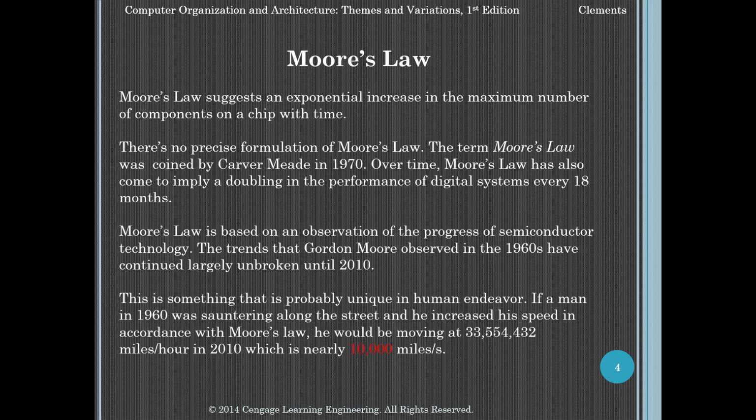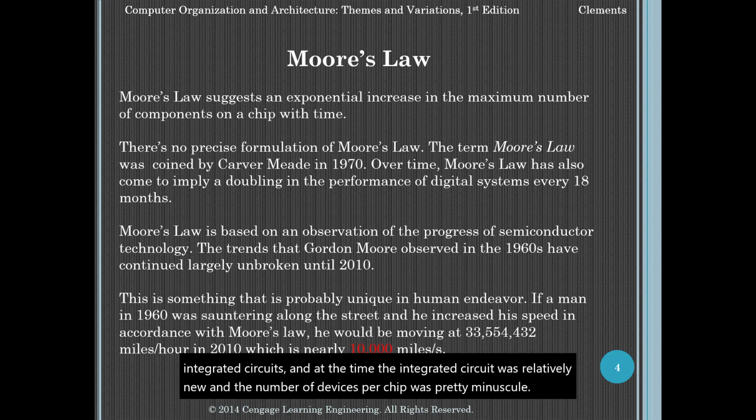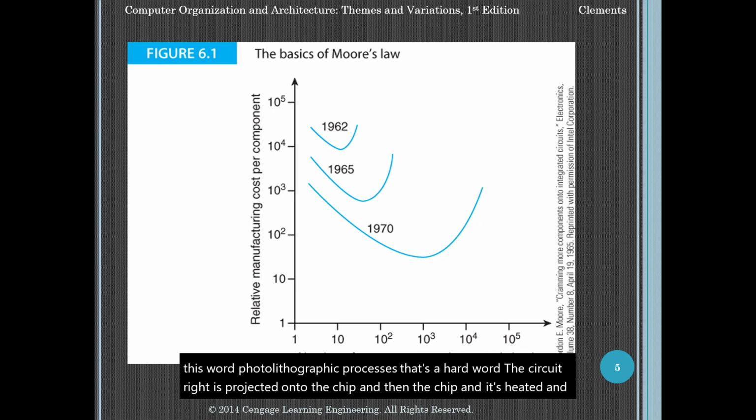So that paper was called Cramming More Components onto Integrated Circuits. And at the time, the integrated circuit was relatively new and the number of devices per chip was pretty minuscule. And so let's take a look at this example right here in this figure. This figure shows us that semiconductor devices were fabricated by photolithographic processes, that's a hard word. The circuit is projected onto the chip, and then the chip is etched and it's heated and gases. All right, it's a pretty technical process.